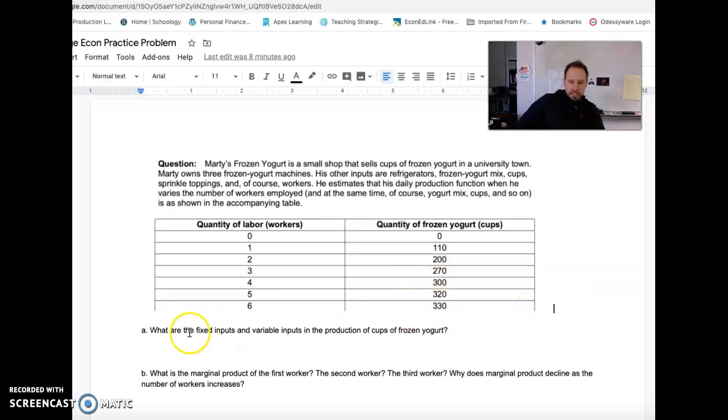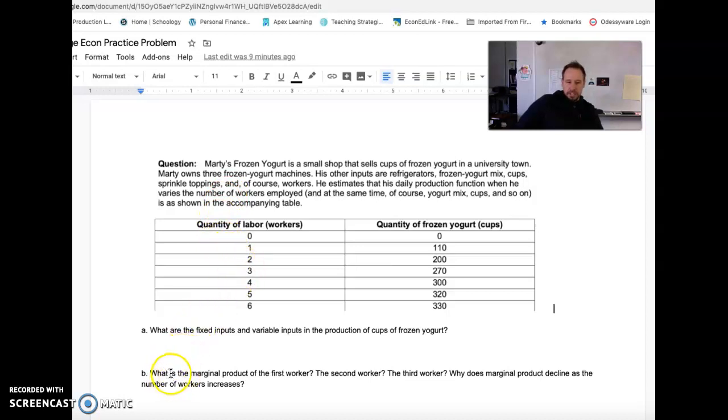So letter A says, what are the fixed inputs and variable inputs in the production? Fixed, remember that difference between short and long run, right? Fixed are going to be things that you can't change or are going to have a longer time period in changing. So that's likely going to be the frozen yogurt machines and maybe the refrigerators. And those are going to have a consistent cost to run. But then the other variable resources, as you produce more yogurt, you can add more in the short run in a relatively short amount of time.